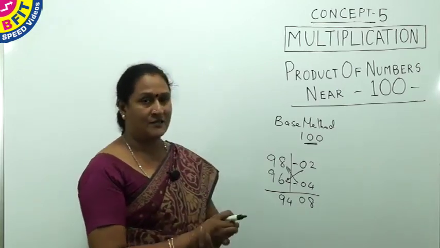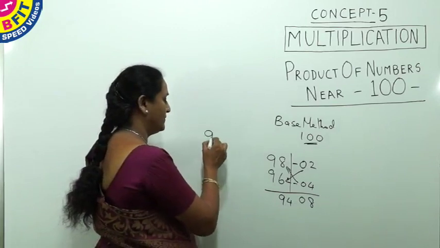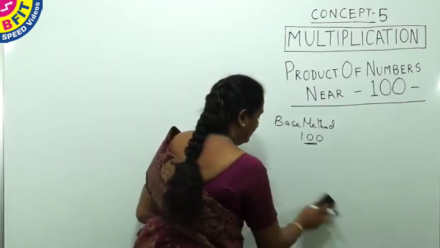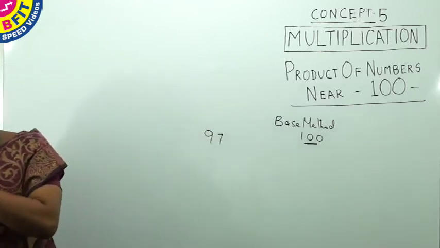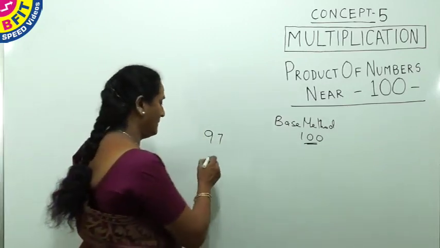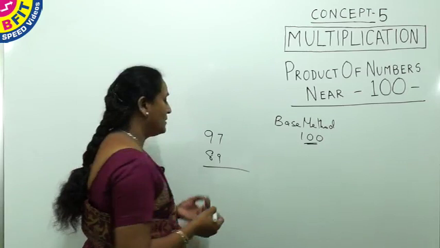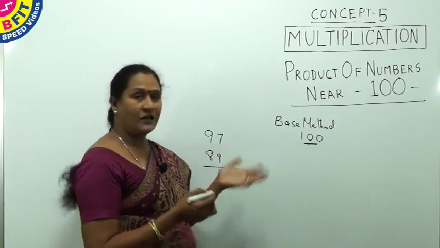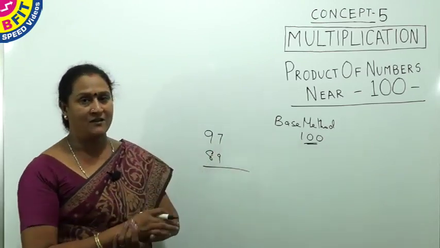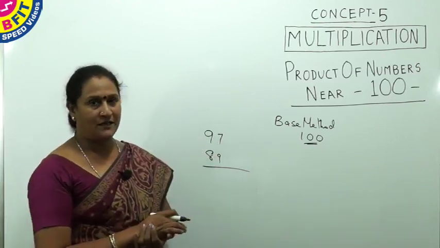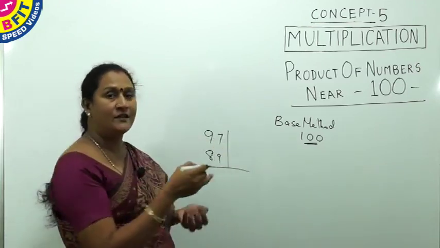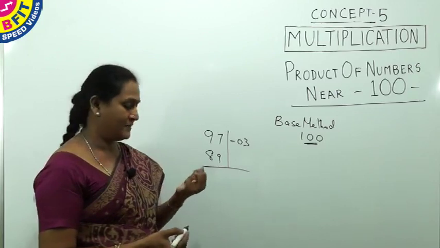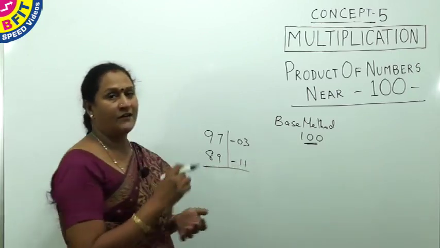Now easily you can arrive at the answer. We'll see a few more examples. Suppose you are multiplying 97 and 89. What is the product of 97 and 89? As these numbers are nearing 100, we can use the base method and easily arrive at the answer, instead of using general multiplication. Here, how much is 97 less than 100? It is 3 less than 100. And how much is 89 less than 100? It is 11 less than 100.